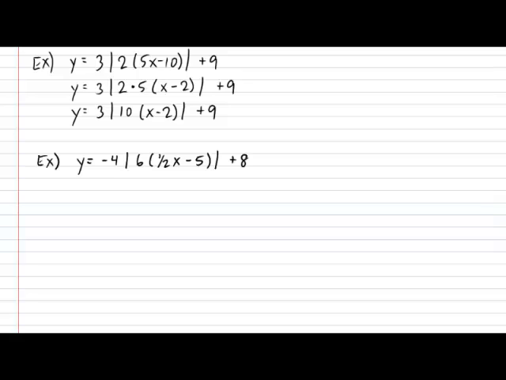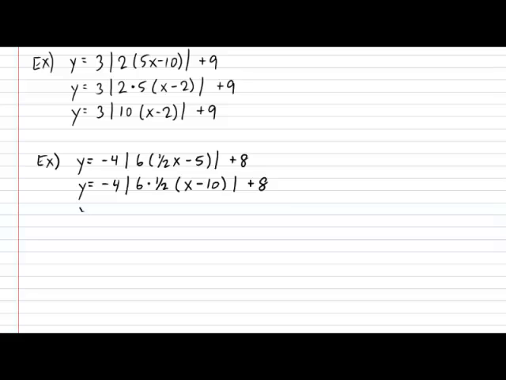So I'm going to perform the common factor technique on the half x minus 5. So that will give me y equals negative 4 times the absolute value of 6 times, so factor out the half, that'll give us half, and the remaining result of the common factor technique gives us x minus 10. And then the plus 8 doesn't change.